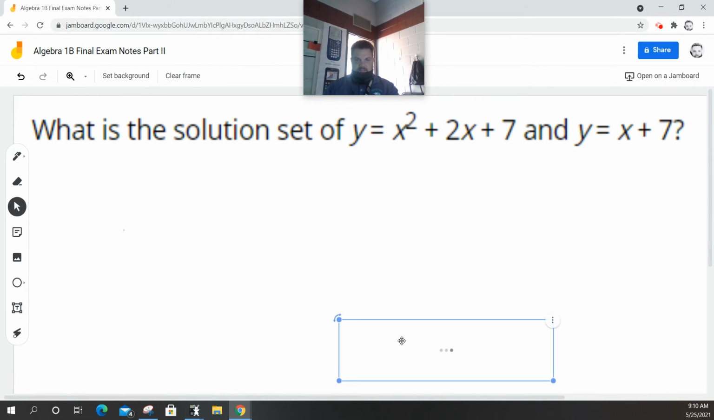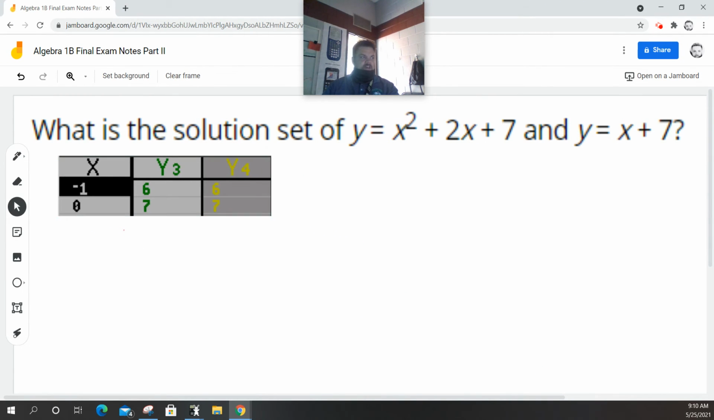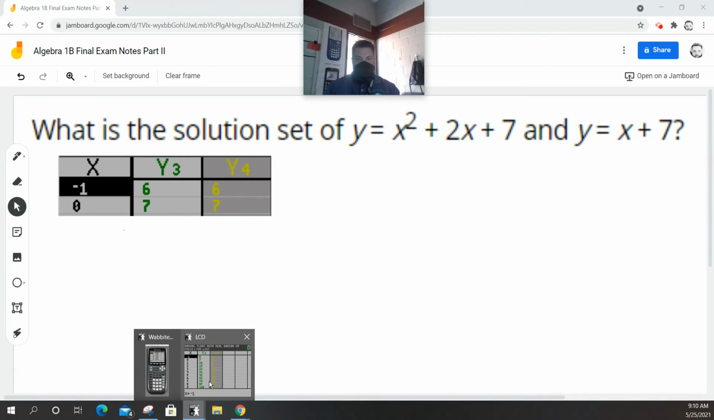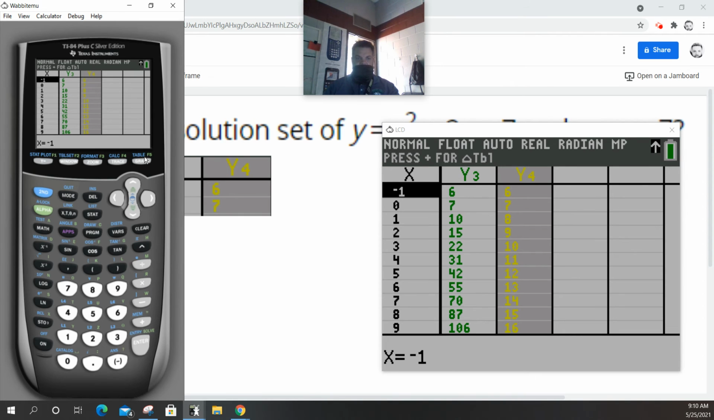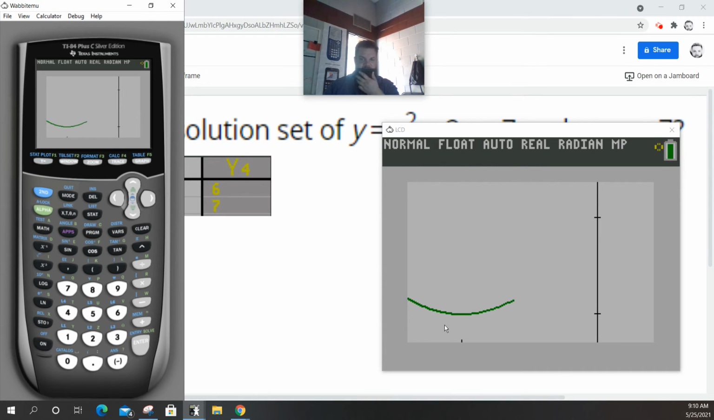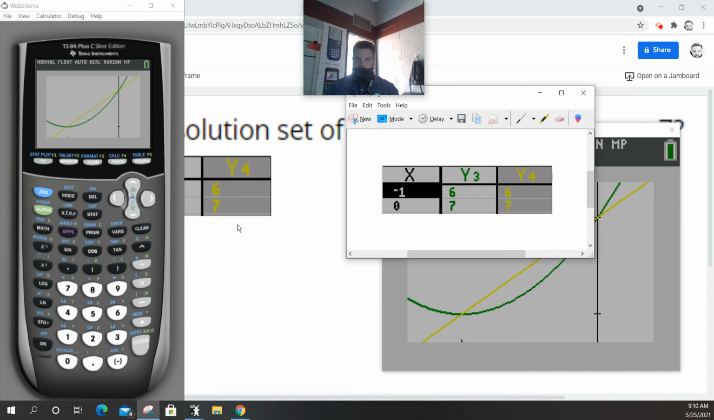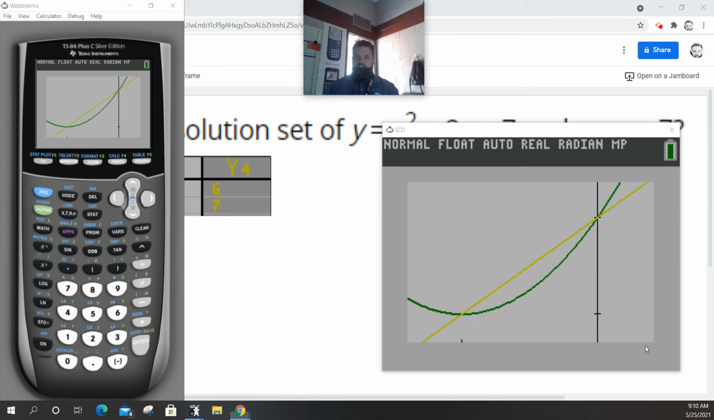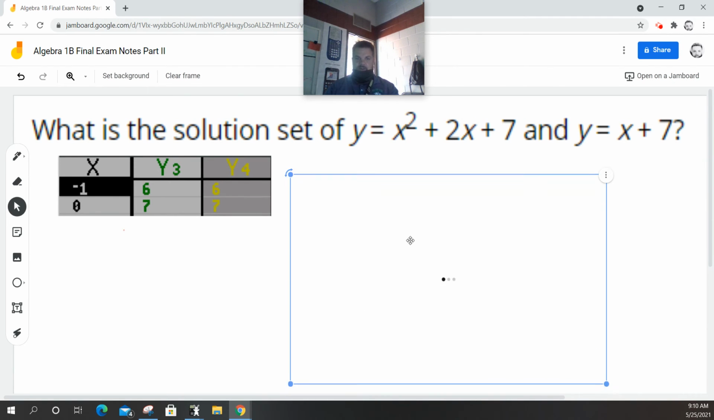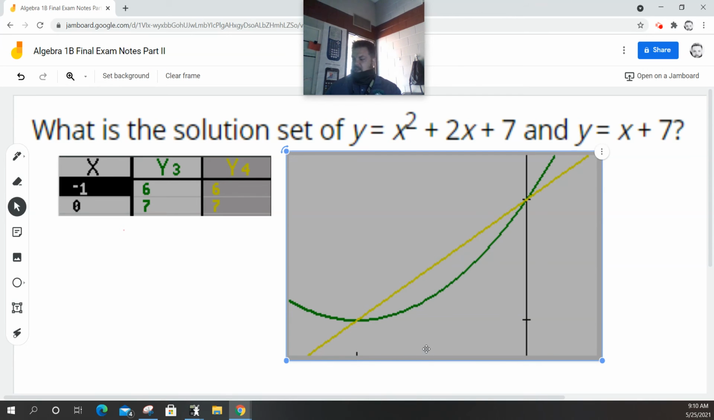Now, why did I look at the table of values after looking at the graph? Well, the graph looks like it, but I need some way to make sure that their actual values are exactly the same. So even though they look like they cross, I need to make sure that they both have the same value. So I'm going to take a screenshot of this too. And how do I verify that? By just looking in the table of values.